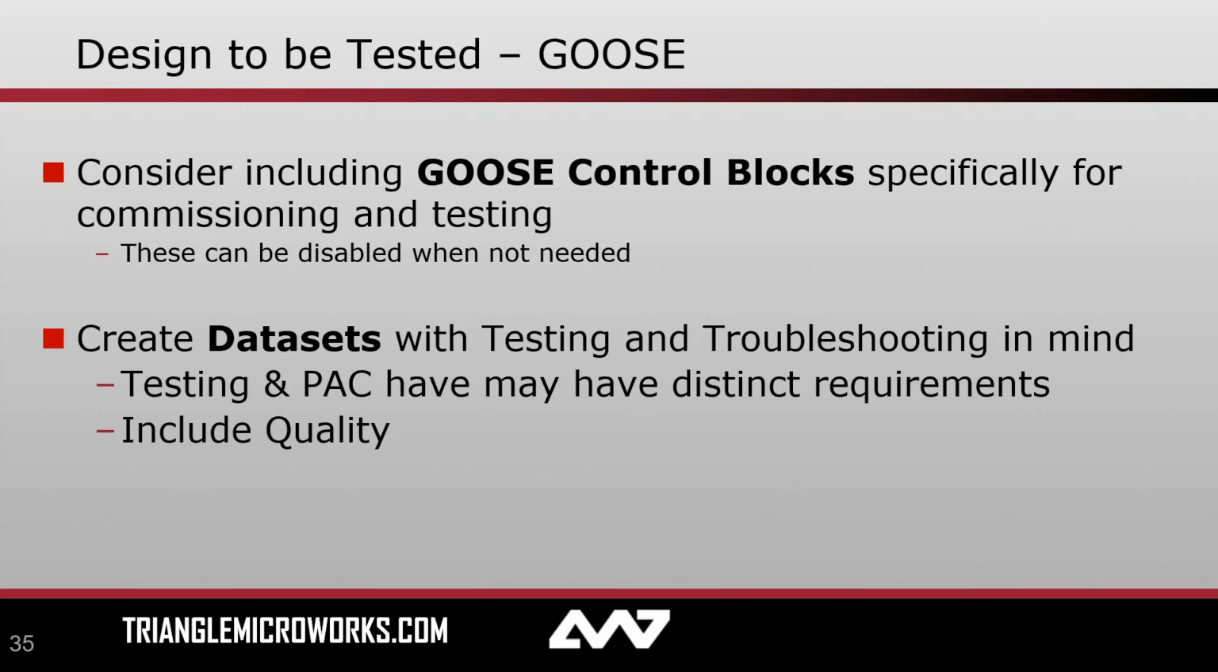If you have data that you need at high speed via Goose that's not already in an existing Goose control block, and you don't want those Goose messages on your network after the fact, then you can disable a Goose control block when it is not in use and it will no longer be publishing. As always, please include quality. Virtual isolation relies on the quality being included in your Goose messages, not just the status values, but also the quality, so that you can see if that test bit is set.